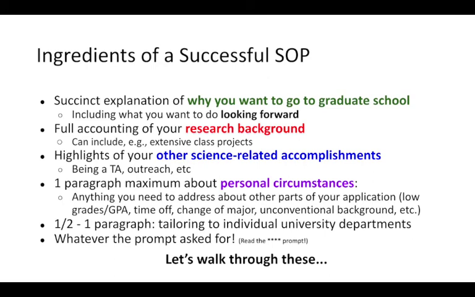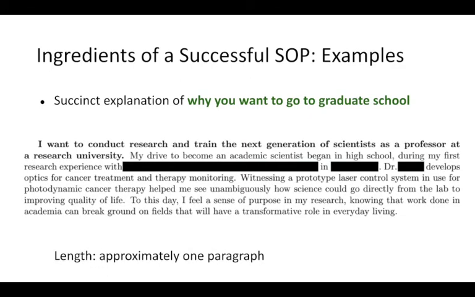Okay, so now we're going to go through some examples of each of these in turn. First, we're going to talk about an explanation of why you want to go to graduate school. During the workshop portion of this, we paused to let people study these examples and see what they liked or didn't like. I'd offer you to pause here if you'd like to take a look and think about what you like and what you do not like about this paragraph. We'll launch into our analysis of it now.